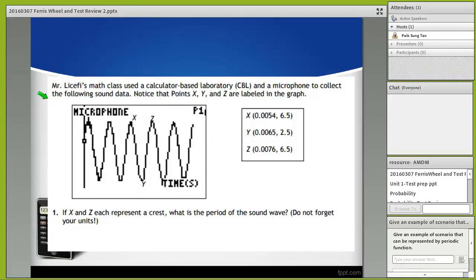All right. Here come the questions. Mr. Lishifi's math class used a calculator-based laboratory and a microphone to collect the following sound data. Notice that points X, Y, Z are labeled in the graph. Point X is 0.0054 and 6.5, and there are the Y and Z coordinates. If X and Z each represent a crest, what is the period of the sound wave? Do not forget your units.